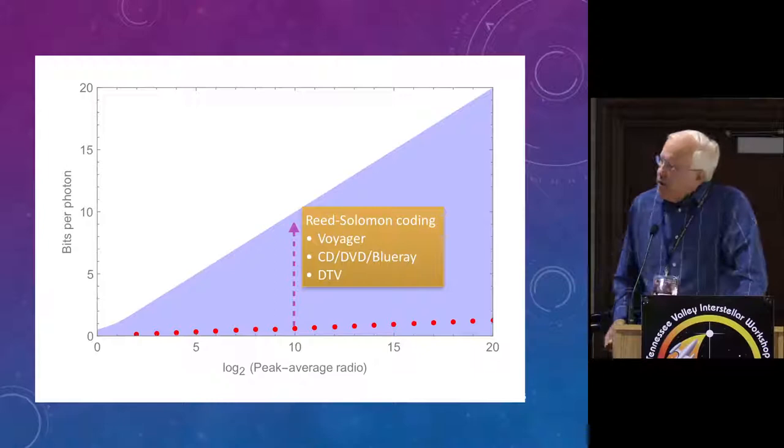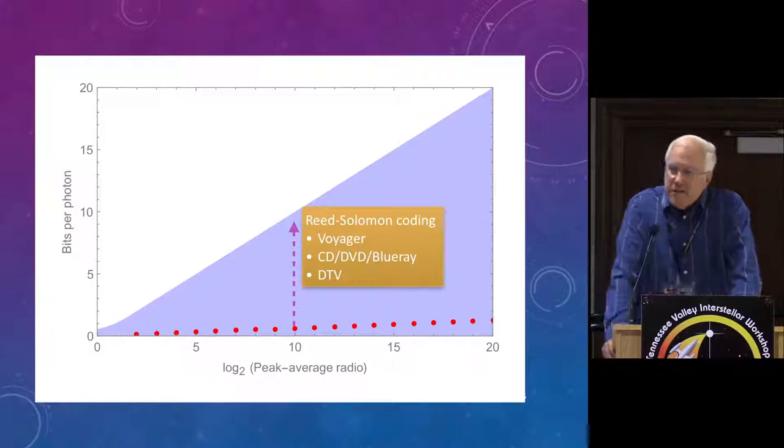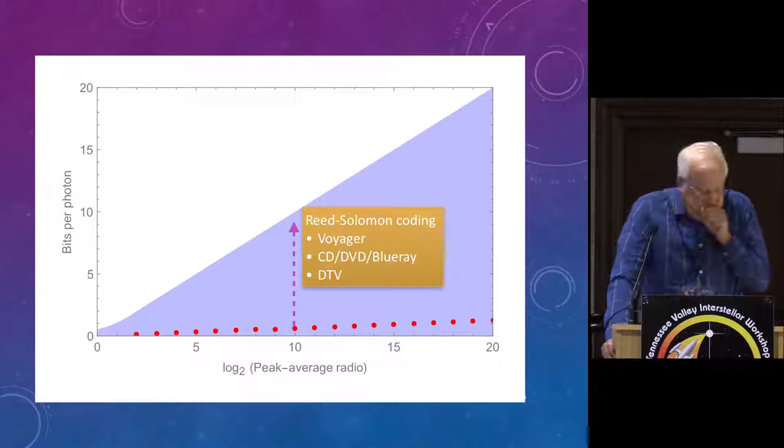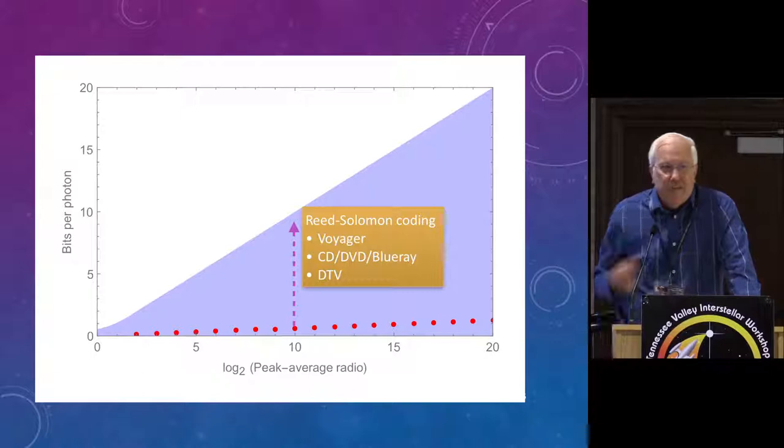So my colleague Ian Morrison ran an example using something called Reed-Solomon coding in the context of that system that I just described. Reed-Solomon coding is a simple technique. It's very old. We can do better today, but it was very easy to do, which is why he did it.